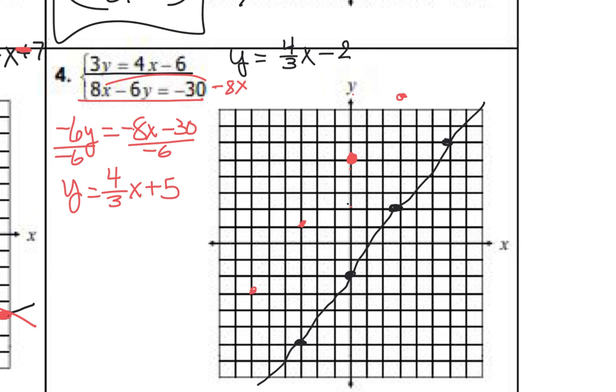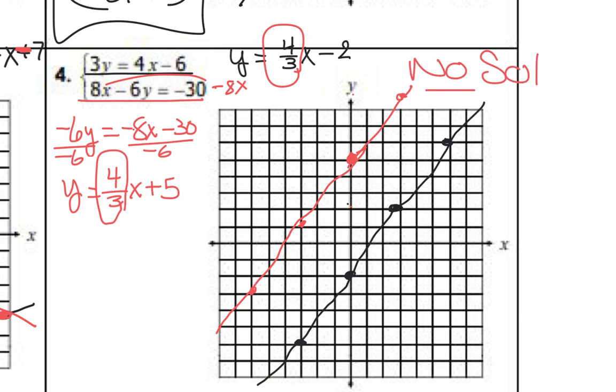Now tell me, did you notice anything about these two equations? Well, if you look at the lines, they kind of look parallel, don't they? And if we look at the slopes, they're the same. So they are parallel, and we know that parallel lines have no solution to them. Okay.